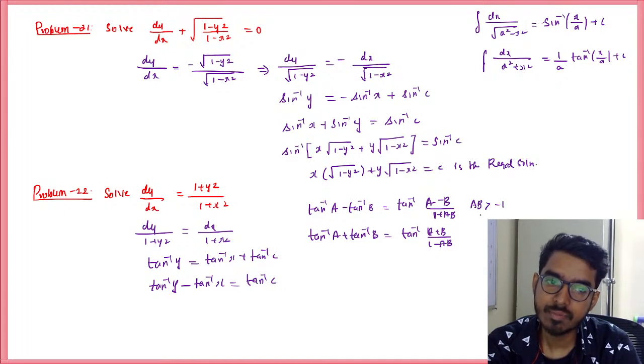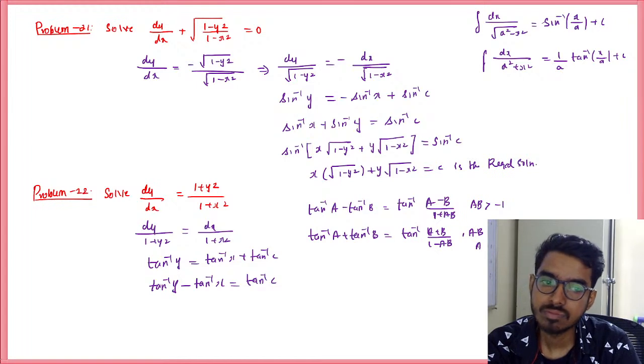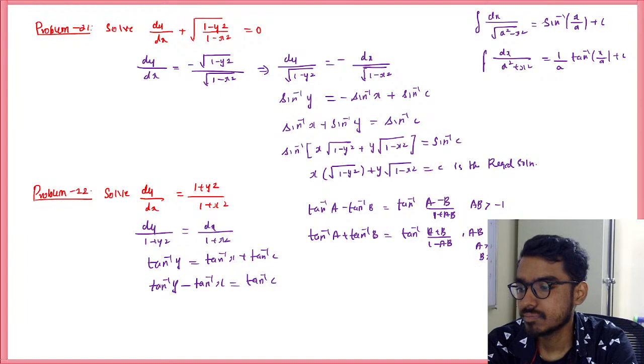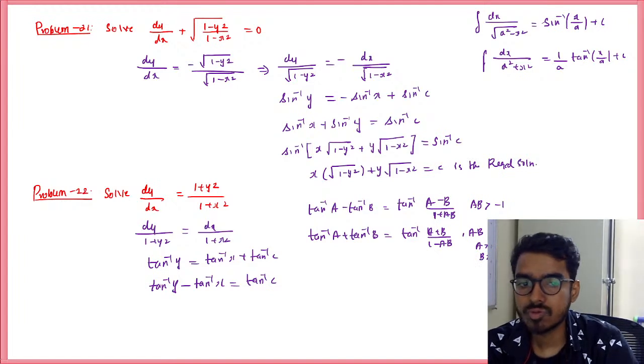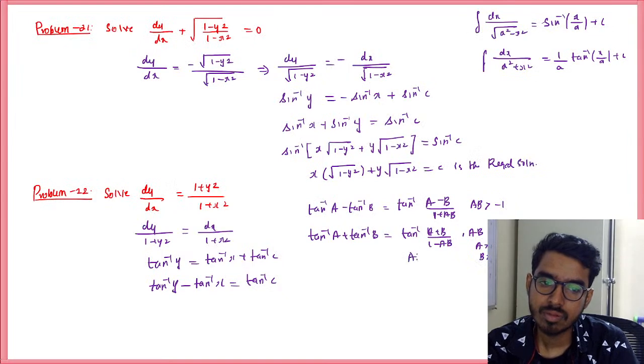AB has to be greater than minus 1. So use this formula. Here AB has to be less than 1. Use this formula. A greater than 0, B greater than 0. So for using this formula, AB has to be less than 1, and A and B have to be greater than 0.